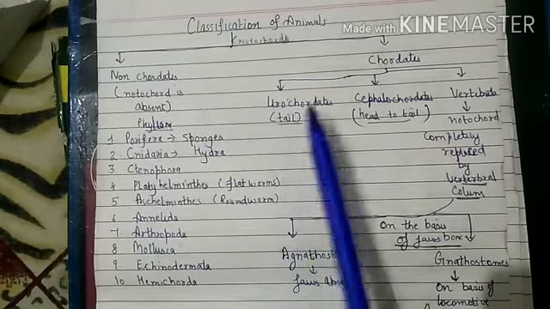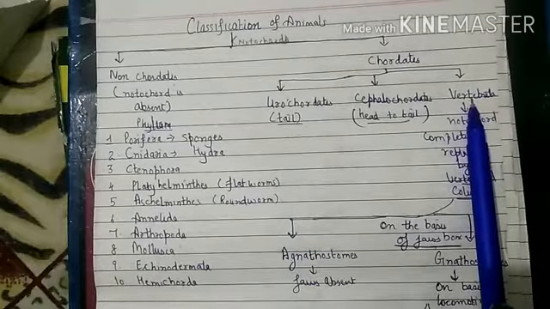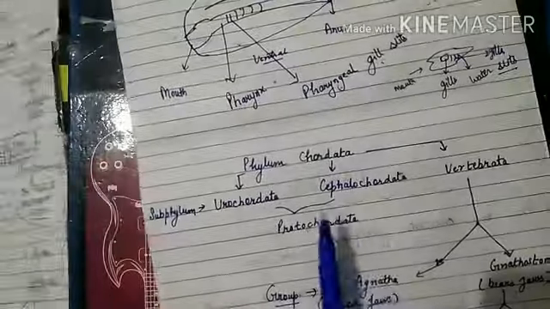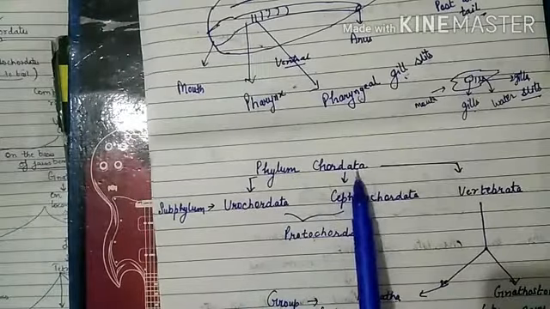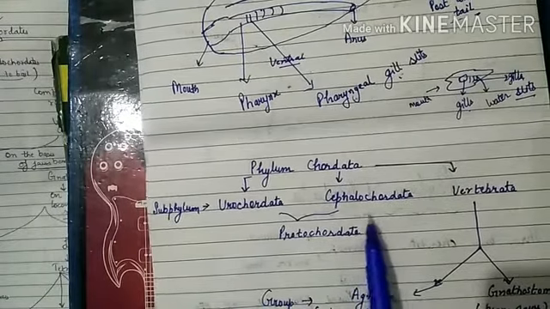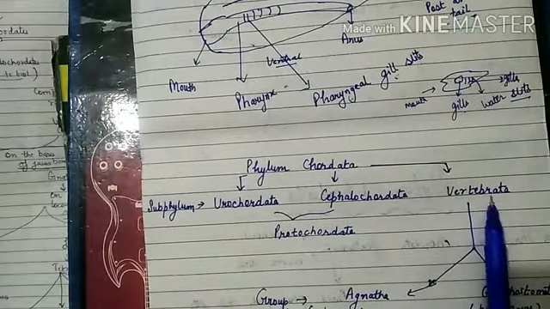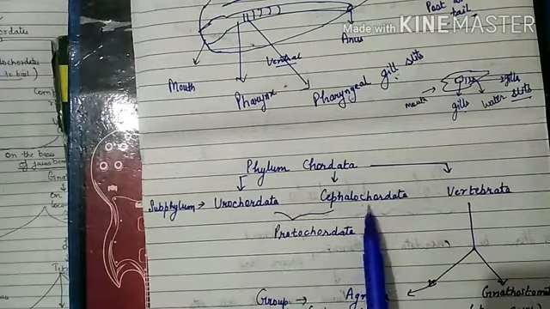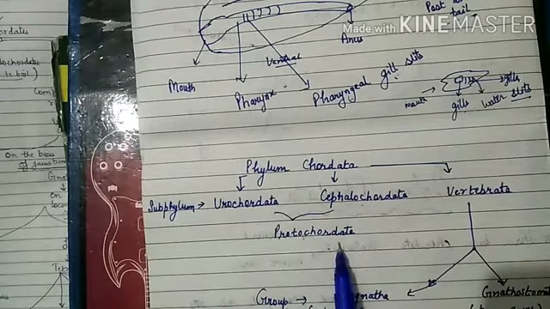And Chordata is again divided into subphylums: Urochordata, Cephalochordata and Vertebrata. The subphylums Urochordata and Cephalochordata together are considered as Protochordata.